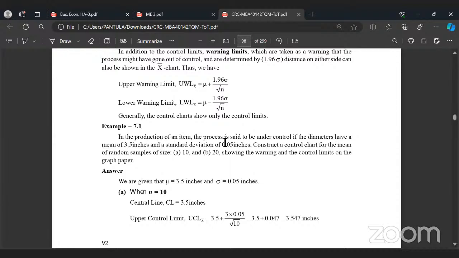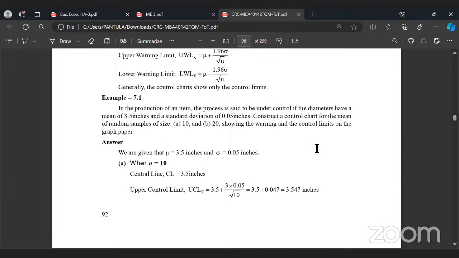A production firm says a process is under control if diameters have a mean of 3.5 inches and a standard deviation of 0.05 inches. Construct a control chart of the mean for random samples of size 10 and 20. So now, when n is equal to 10, mu is equal to 3.5 and sigma is the standard deviation, 0.05 inches. n is equal to 10.